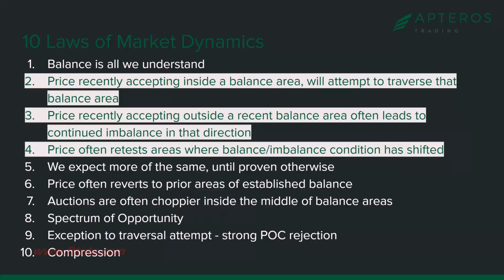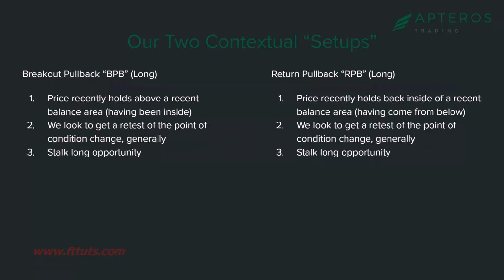Let's go back to our 10 laws of market dynamics. Number 2, price accepts into a balance area. It traverses that balance area, okay. 3 is when we accept outside and we continue. And number 4 is where we get retests where those condition shifts occur. So we're going to combine laws 2, 3, and 4 for these setups. So for the long, I know you know this already, but we're just clarifying for everybody.